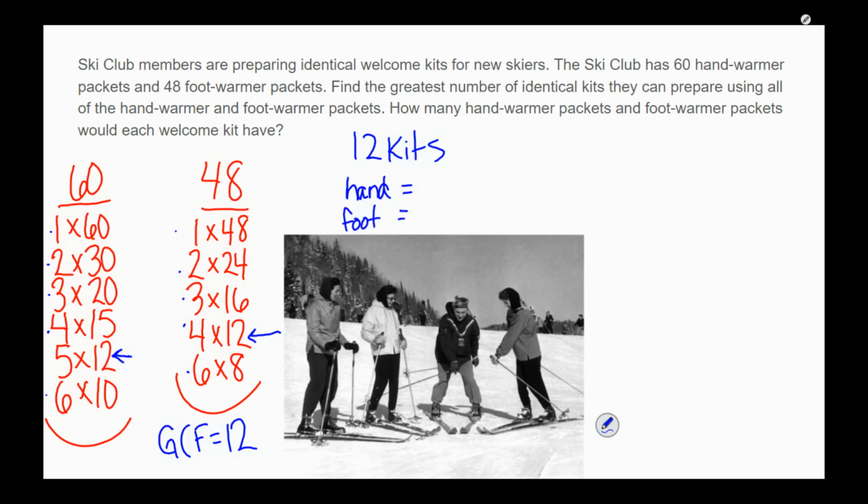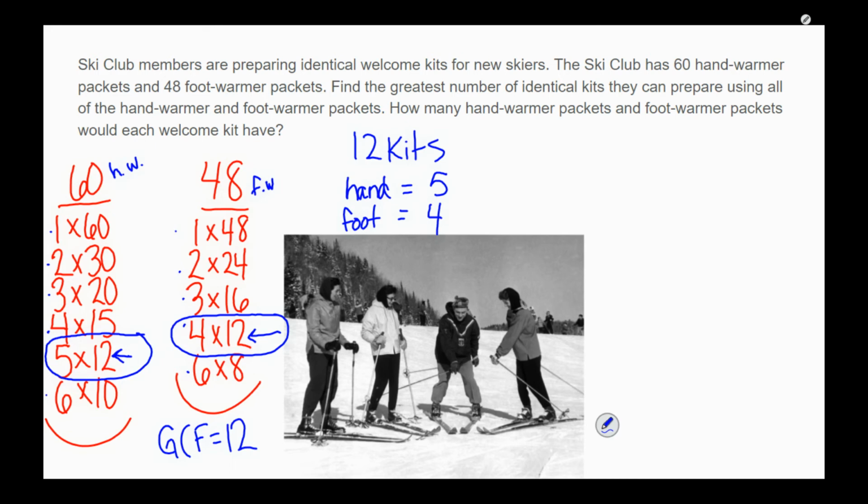Well, the hand warmers were the 60. This is hand warmers. So if I go back here, my factor pairing with the 12 is 5. So there were 5 sets of hand warmers in there. And it said that there were 48 foot warmers. So when I find my 12, my pair that's hooked up with 12 is 4. So we have 4 packets of foot warmers in each of those kits. Now, that took a while.